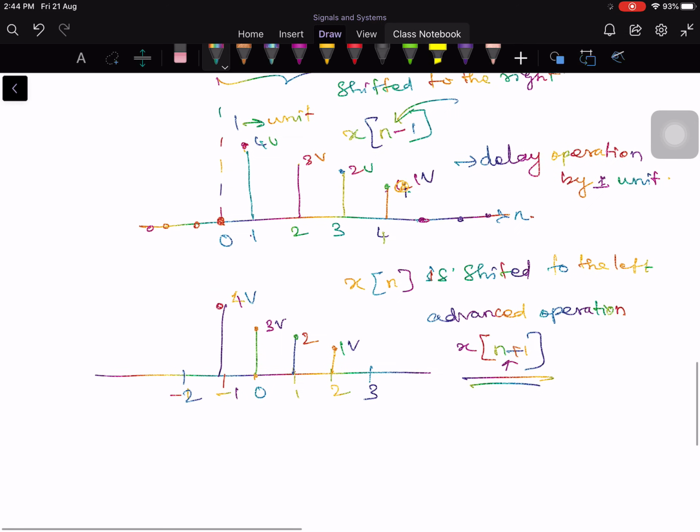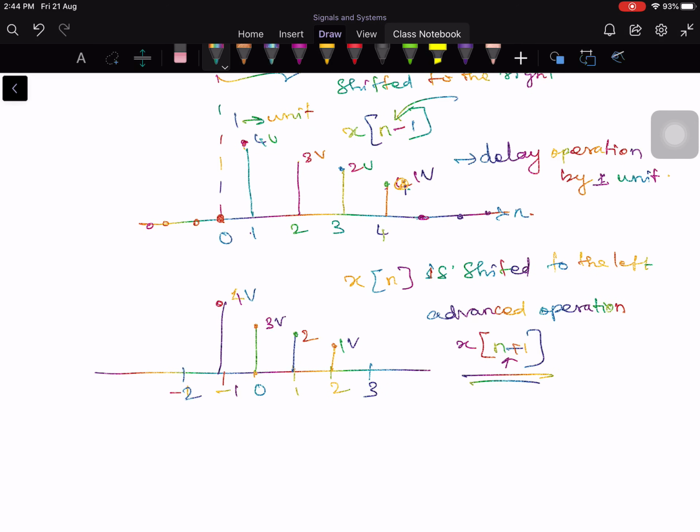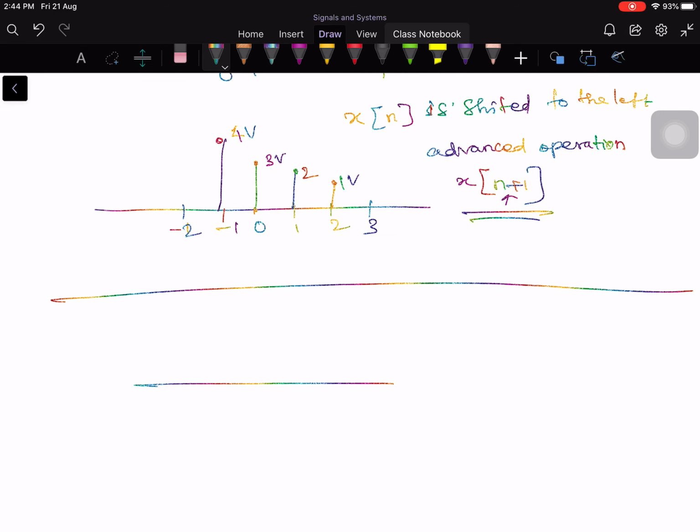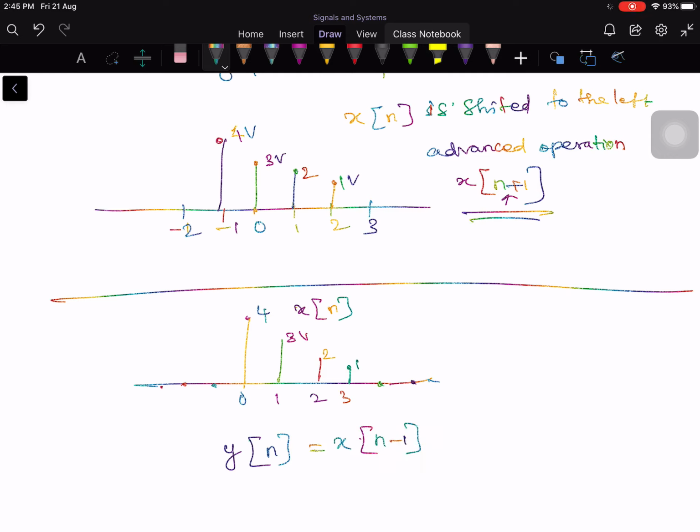And in another way also you can construct this. Let me take the same example. Originally at 0 it is 4 volts, then 3 volts, 2 volts, and let us say 1 volt like this: 1, 2, 3 and 0. So this is my signal, let us say x of n. Now I need to delay the signal by 1 unit. Let me call y of n equal to x of n minus 1. I don't know whether it is moving left hand side or right hand side. Let me plot how it looks.